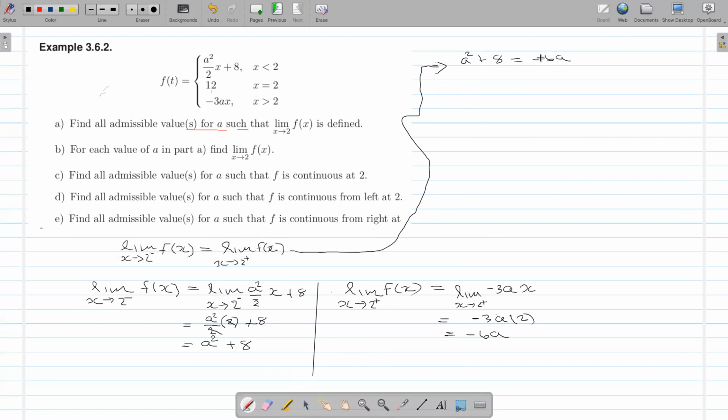Okay, so we got an equation involving a using this condition. That is the general strategy to answer these types of questions, where we find the a such that a certain condition is satisfied.